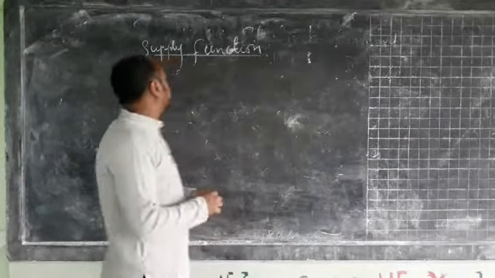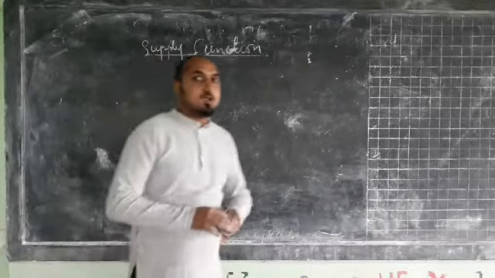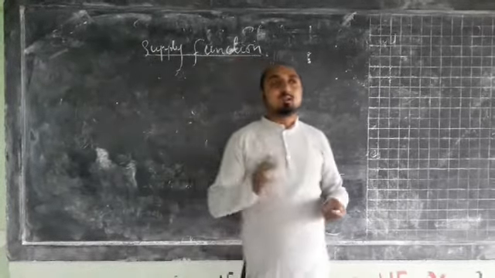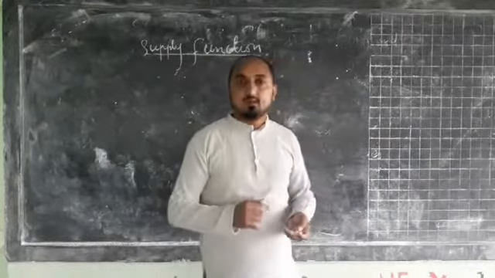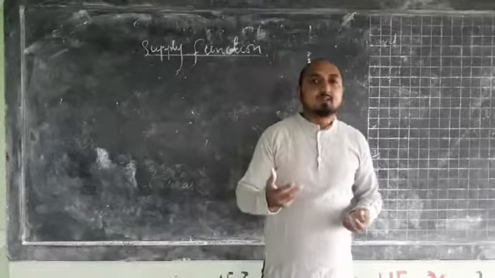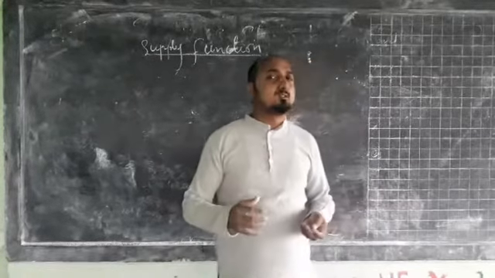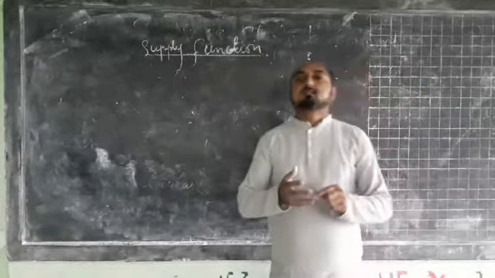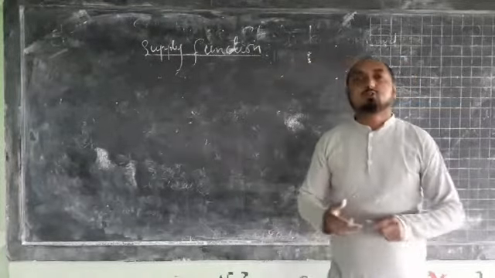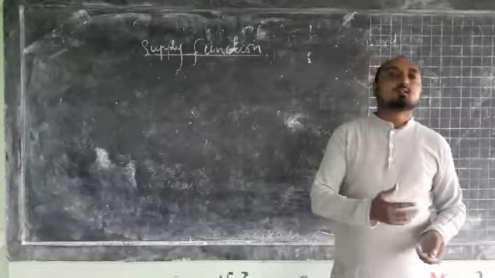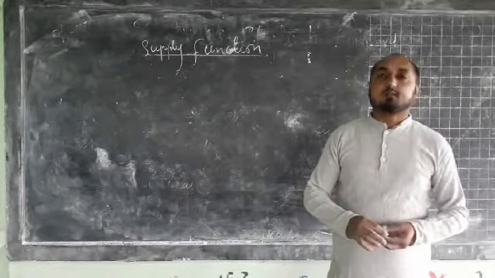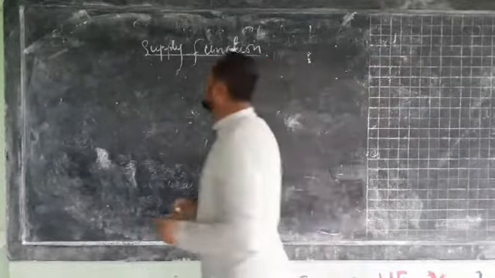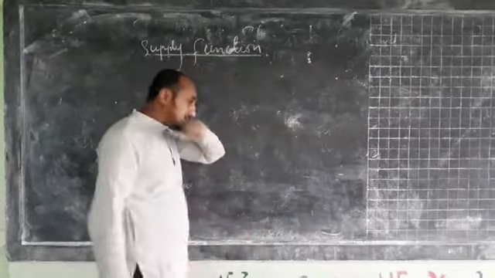So today we are going to start the supply function. In the previous video we have completed the determinants of supply. So there were various determinants. We have discussed nearly 6 points like price of commodity, prices of factors of production, technology and so on. So these all are the factors that affect the supply of a commodity. Now today I am going to start this supply function.